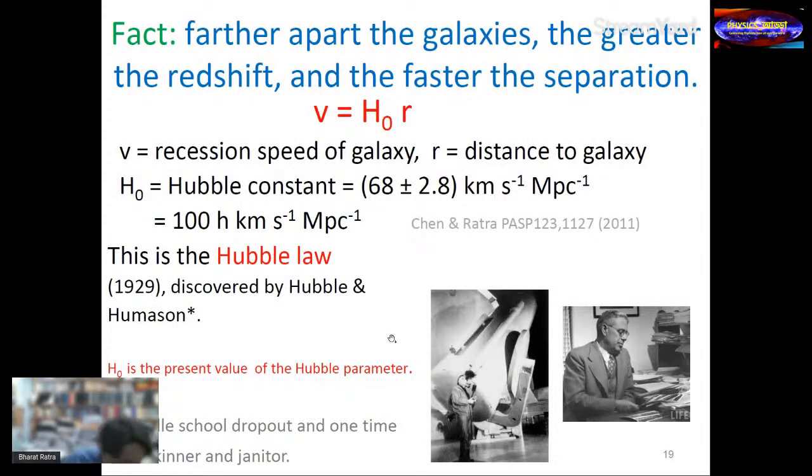So after Slipher in 1912, Hubble had access to a much bigger telescope, and he could actually see these stars in these galaxies that Slipher was looking at. I mean, Slipher could not see the individual stars because his telescope was pretty small. And Hubble could use his bigger telescope and he could resolve these stars. And he saw that some of them were pulsating stars. And these stars were known as Cepheid variable stars.